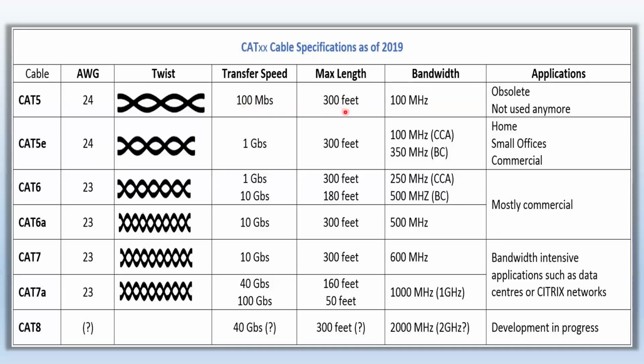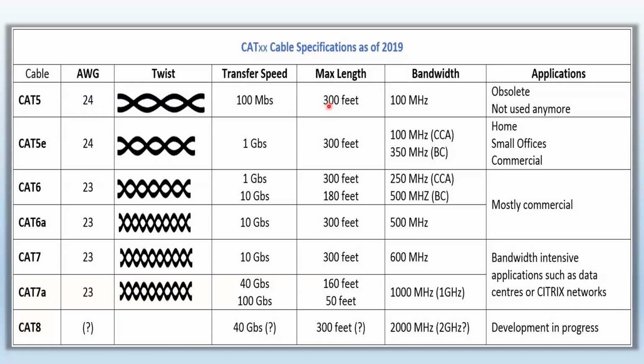The maximum length of Cat5 is 300 feet, which is pretty much, and I have to say that quote unquote pretty much, because something has happened in the industry that just changed the whole thing. But I'll talk about that. But for the most part, 300 feet is the furthest you can carry data signal.